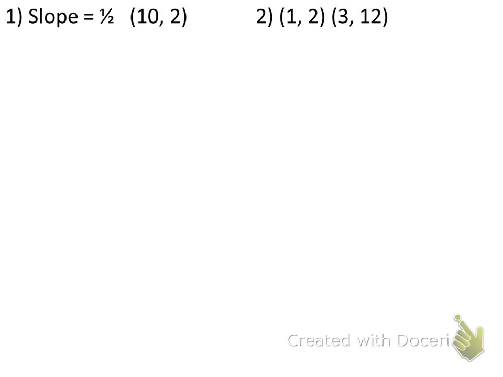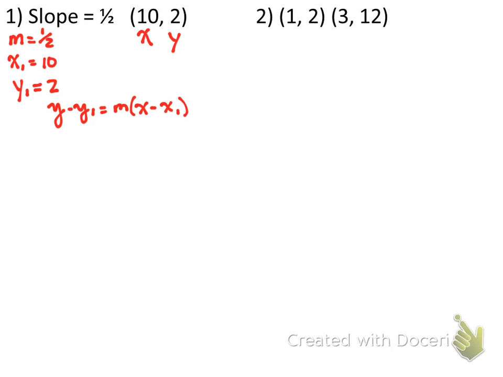We don't have to figure out the slope, but step 2, you need to identify what m, x1, and y1 are. We know this is an x, this is a y, and that m is equal to 1/2. x1 would be 10, our only point, and y1 is 2. So we start off with the point-slope formula, which is y minus y1 is equal to m times x minus x1.